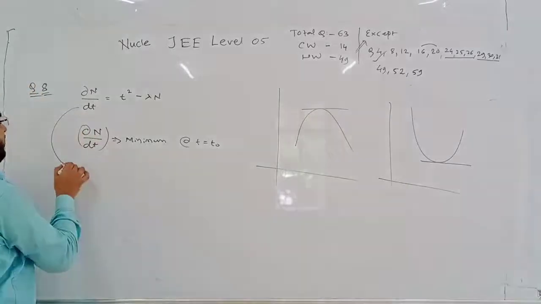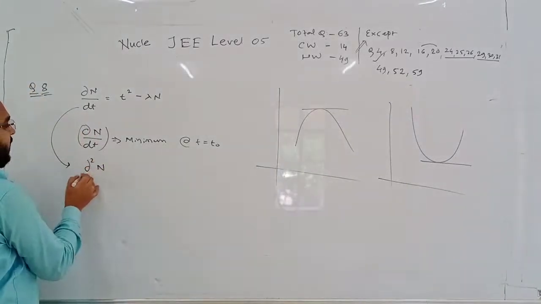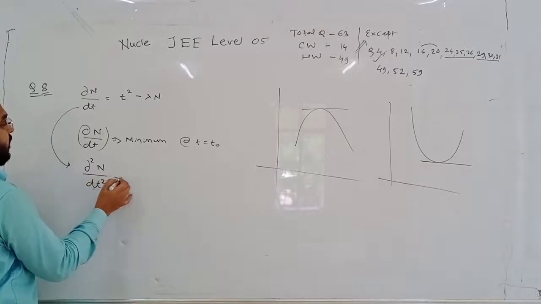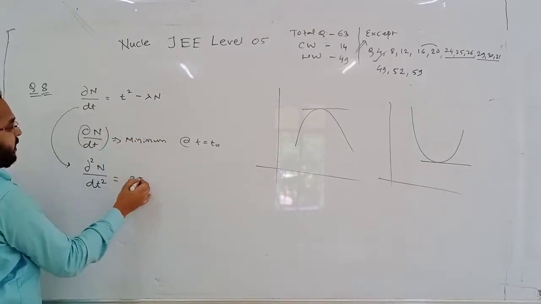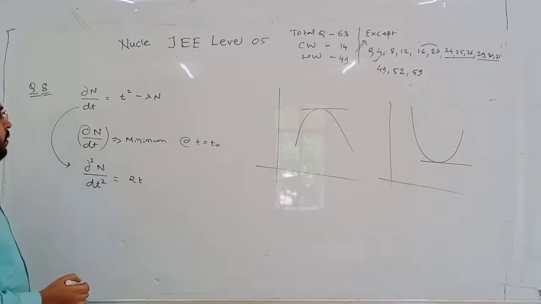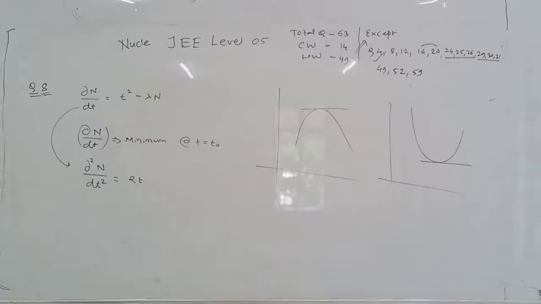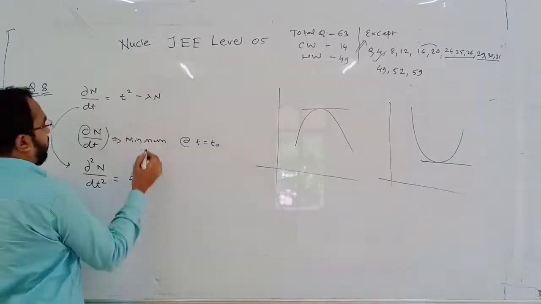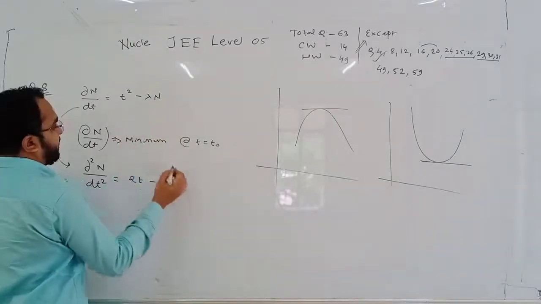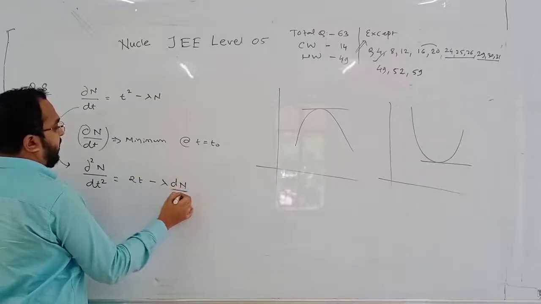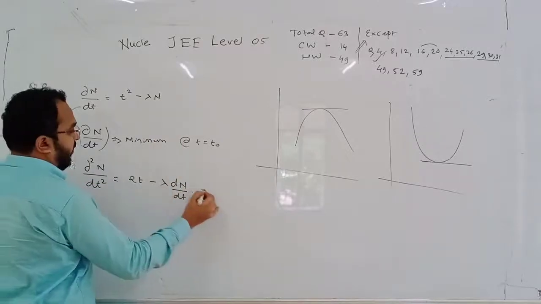So we need to differentiate this. We'll get d square N upon dt square is equal to the differentiation of this, which is 2t. Now, lambda can be represented as... Here this N is also not constant. What is the differentiation of N? That is dN by dt. This we need to equate to 0.